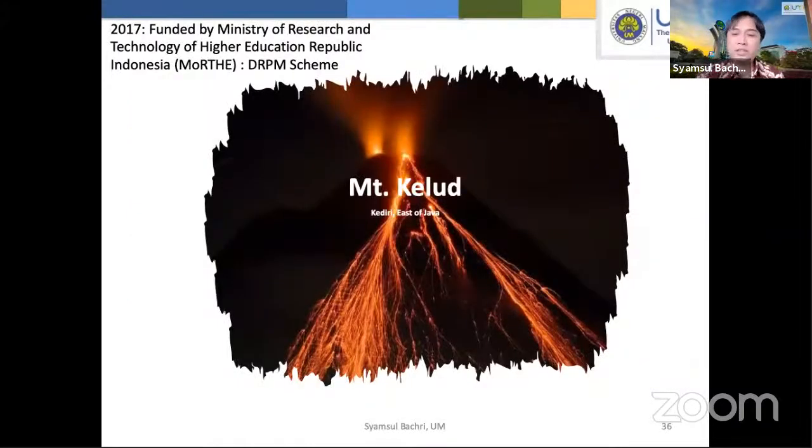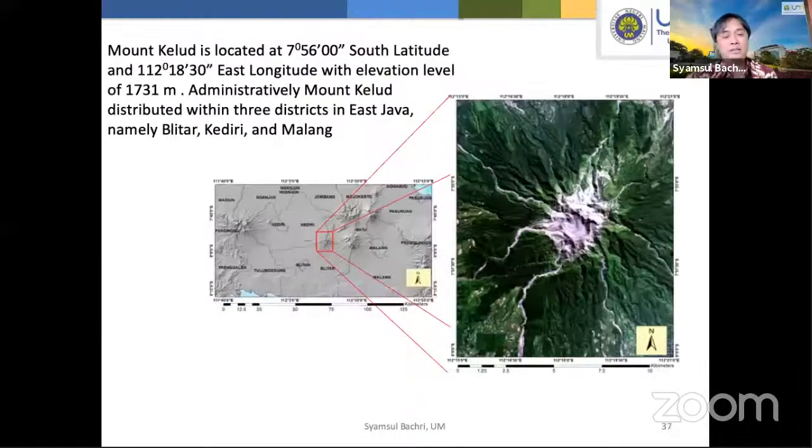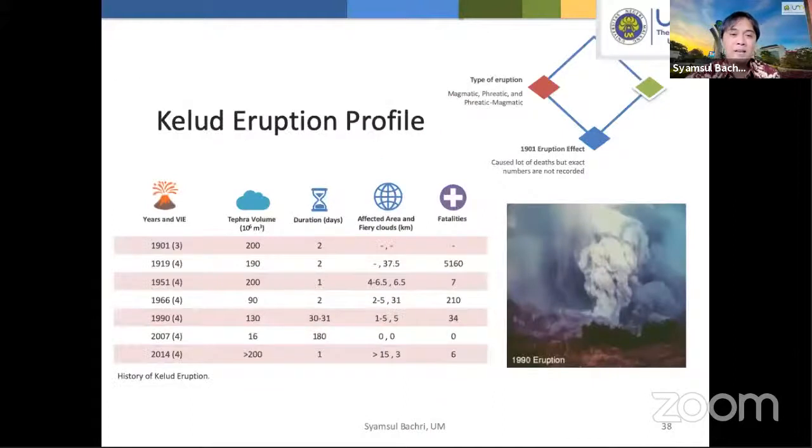I was not satisfied, so I tried to apply the model to Kelud Volcano. In Mount Kelud, I applied this model as well. This is the Kelud administration borders. Yeah, this is in East Java, if you want to visit.